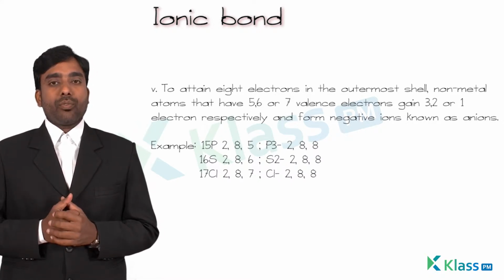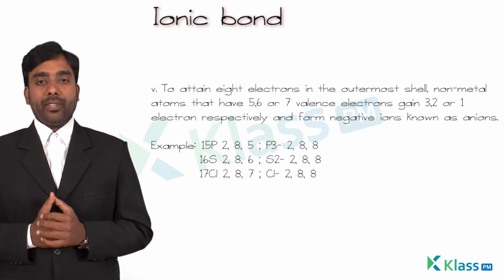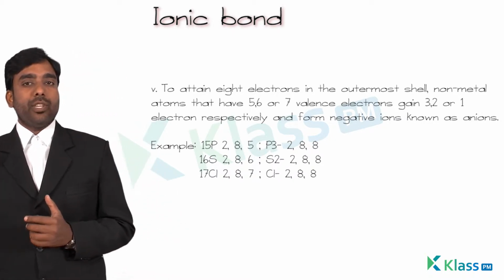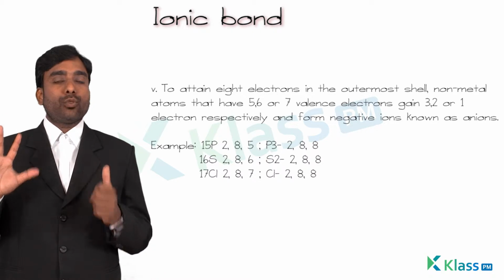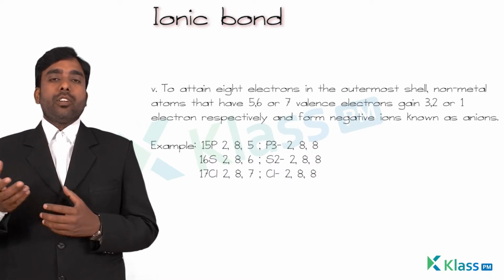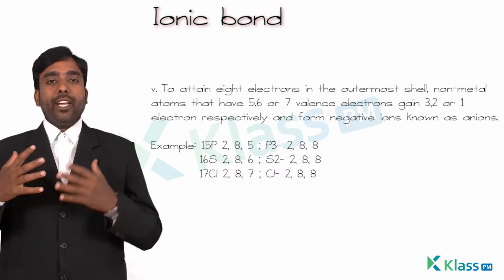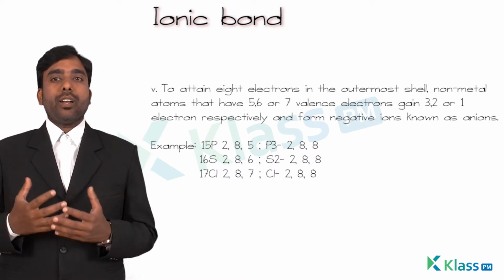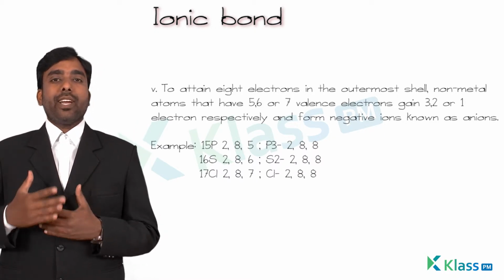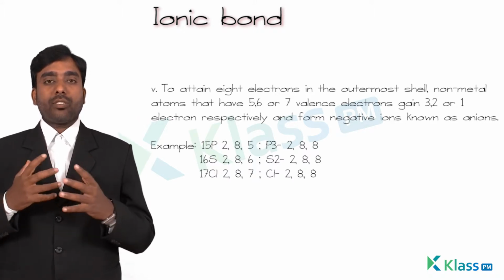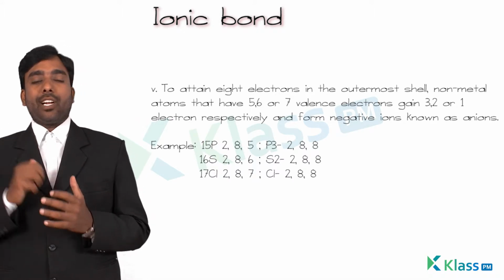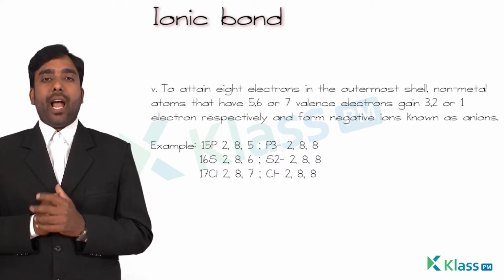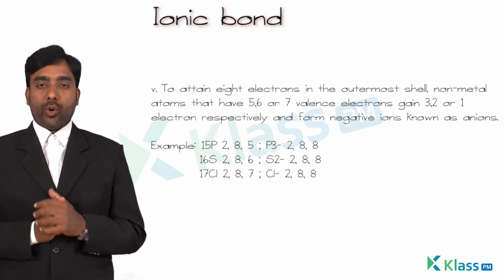Next, take an example from the 16th group, sulfur. Sulfur's electronic configuration is 2, 8, 6, so there are 6 electrons in its valence shell. To get an octet configuration, instead of losing 6 electrons, it is easier to gain 2 electrons. So sulfur with 2, 8, 6 gains 2 electrons and forms the S2- anion with 2, 8, 8 electronic configuration.